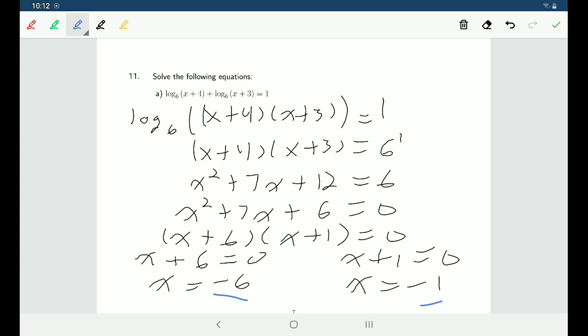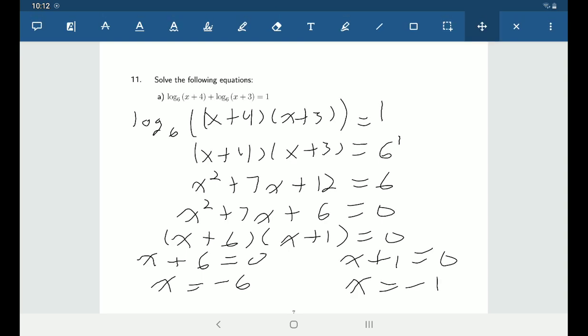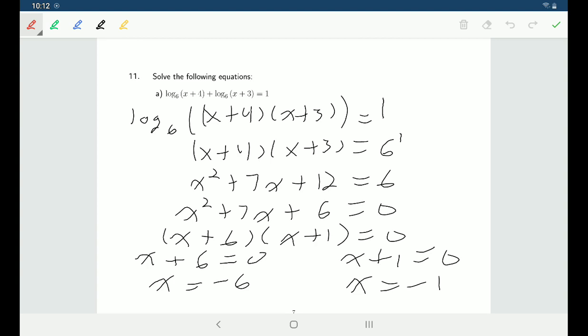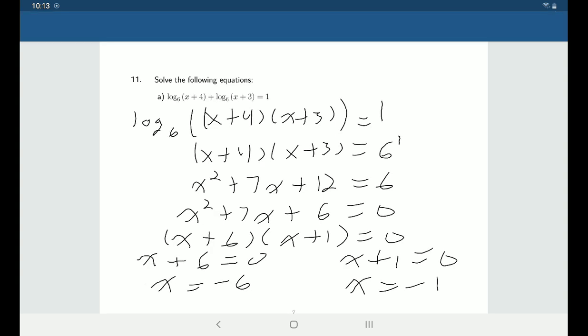Now if you stop there, that's wrong, because you must check your solutions. And when I say check your solutions, check them using the original equation. So when I'm putting in values of -6 and -1, I'll be putting them in the left side of this equation and seeing, does it make the left side equal to the right side.